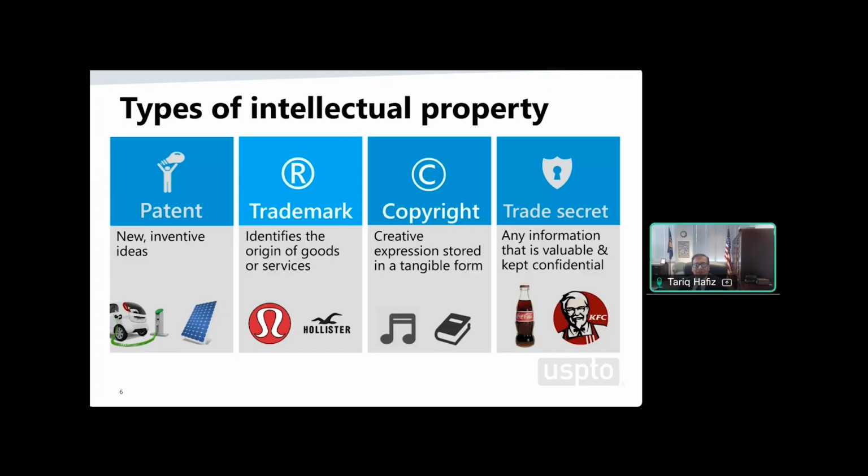Copyrights, they protect creative works. Think of things like music, movies, software. It's basically software listing, right? Program code, books, and the term for copyright is the life of the author plus 70 years after the author's death. For works made for hire and anonymous works, copyright protection would be 95 years from publication or 120 years from creation, whichever is shorter.